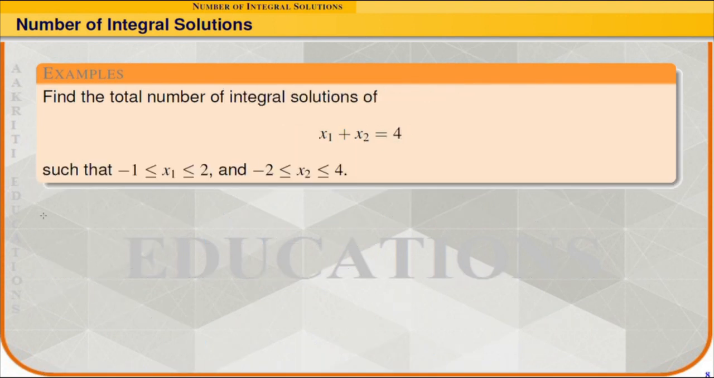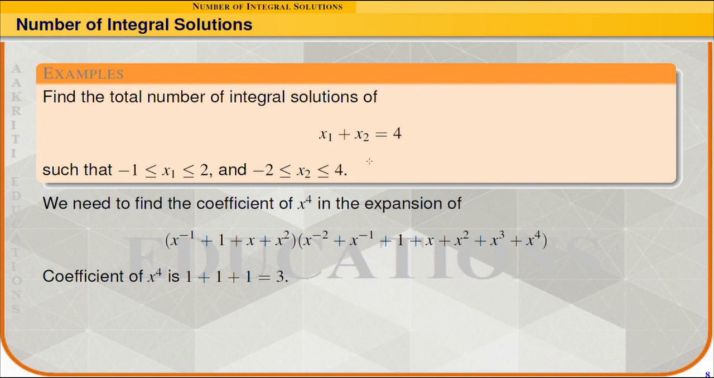Let's add a further constraint that x1 belongs to minus 1 to 2 and x2 belongs to minus 2 to 4, and we are given the equation x1 plus x2 is equal to 4. So x1 can take values minus 1, 0, 1 and 2, and similarly x2 can take minus 2, minus 1, 0, 1, 2, 3 and 4. So the coefficient of x raised to the power 4 is obtained by 1 into x raised to the power 4, x times x cube and x square times x square. So the answer is 3.